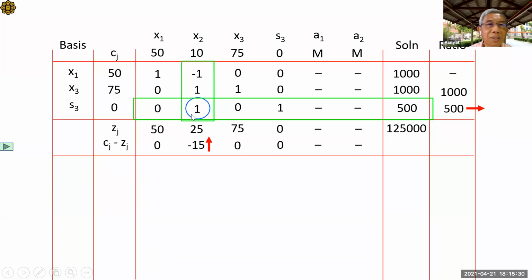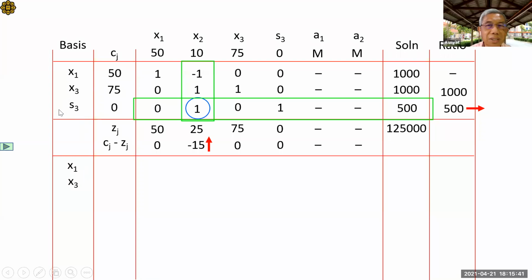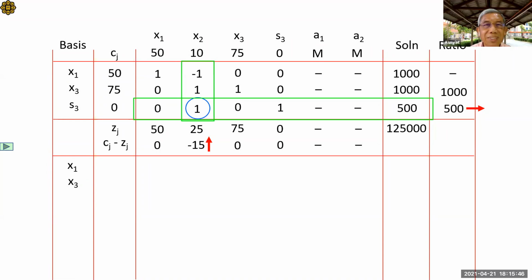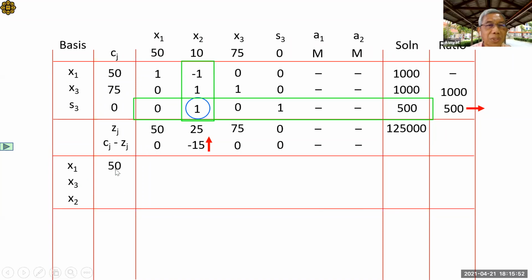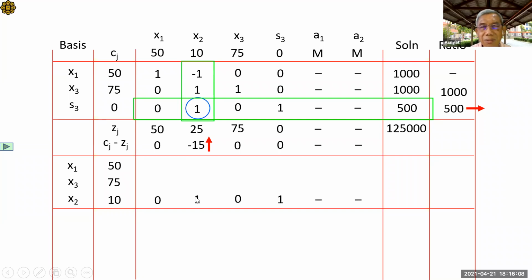Okay. X1 stays, right? X3 stay or leave? X3 stays. S3 leaves. Who comes in? X2. Let's put the coefficients 50, 75, 10. This one 0, 1, 1 is the same because it's already 1. 0, 1, 0, 1, dash, 0, dash, 1, 500.